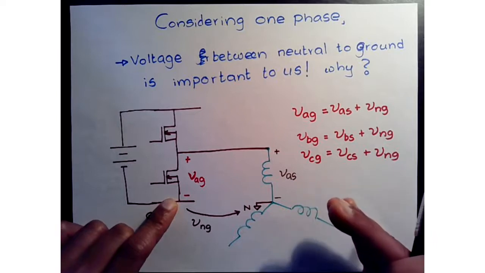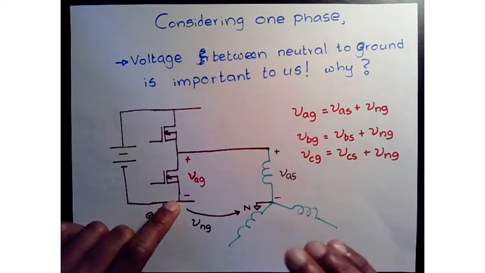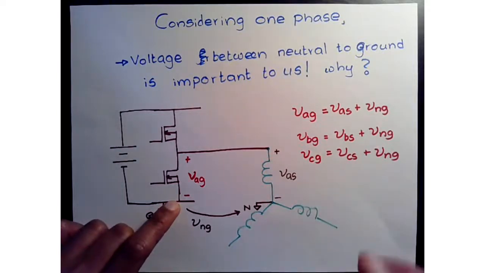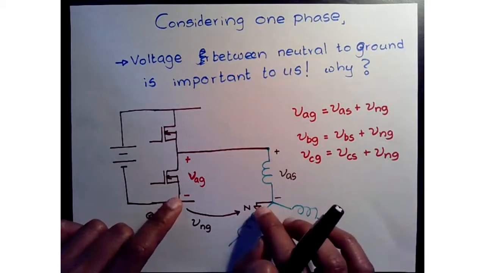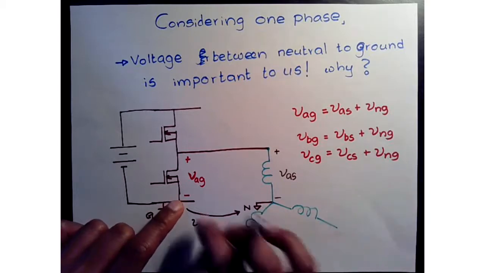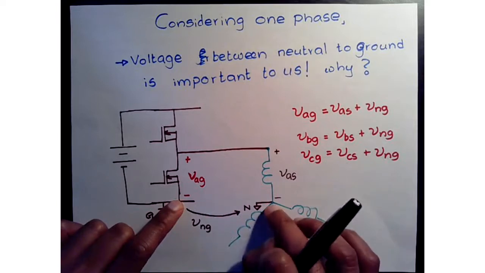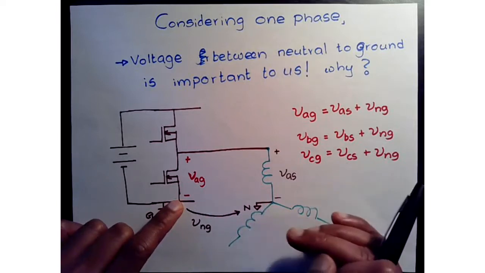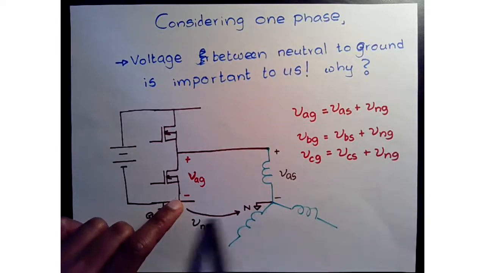This is the reason that this is important: this is where the modulation strategies come into the picture. When we go further down, we'll see that having the ability to somehow modulate or vary the neutral point voltage will be a great advantage to us. Okay, all right.